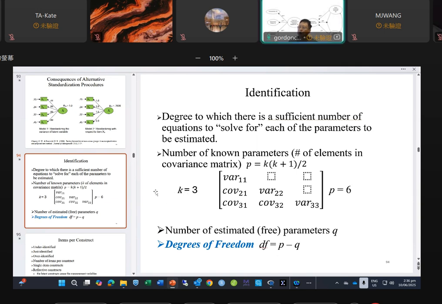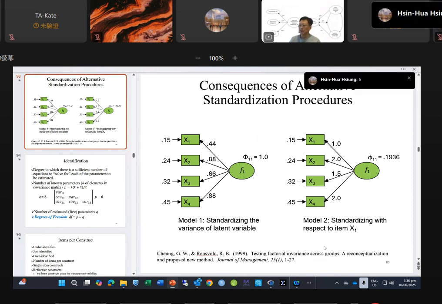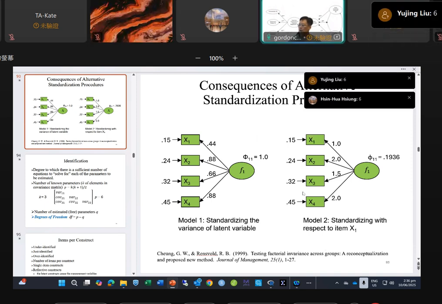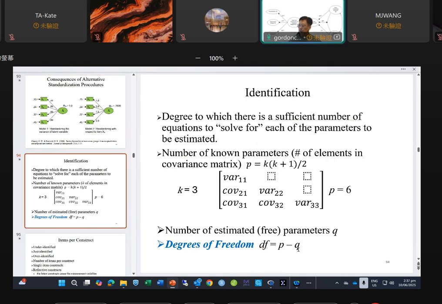Now, for a factor with 3 items, we know p equals 6. What's its q? Now, this example is 4 items. If we only have 3 items, how many parameters are we estimating? 6. Very good. We will have 3 residual variances, 2 factor loadings, and 1 factor variance. So degrees of freedom equals 0. Okay, now do you know how to calculate degrees of freedom?